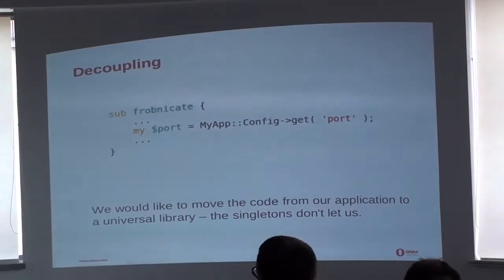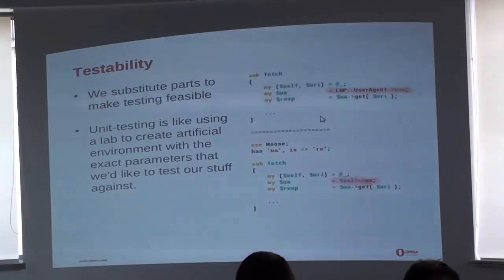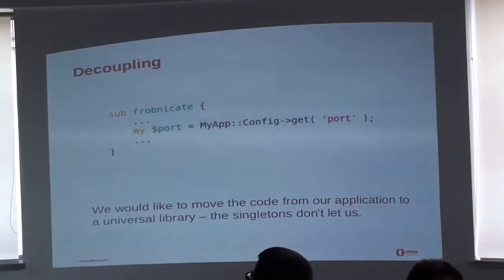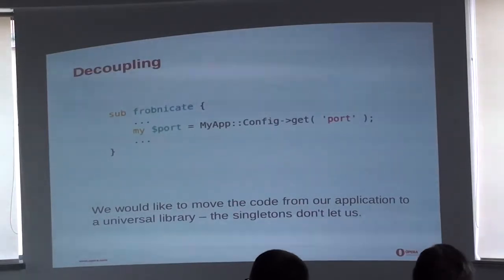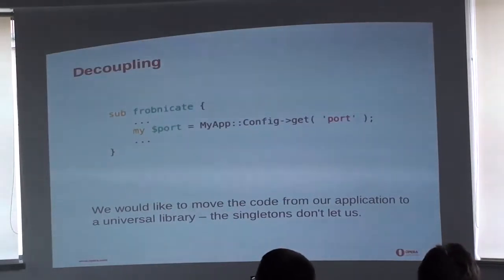They anchor your code to something else and make it less flexible. So what you do in this case, you change it in a similar way. You just make another attribute, port, and then you pass the port into the constructor and then use it as an object attribute. Instead of getting it all the time from the singleton, you pass it into the constructor.